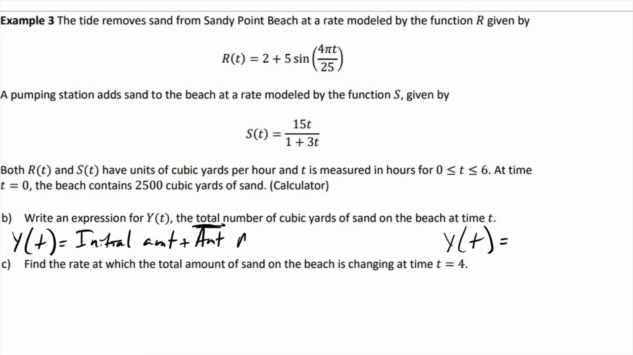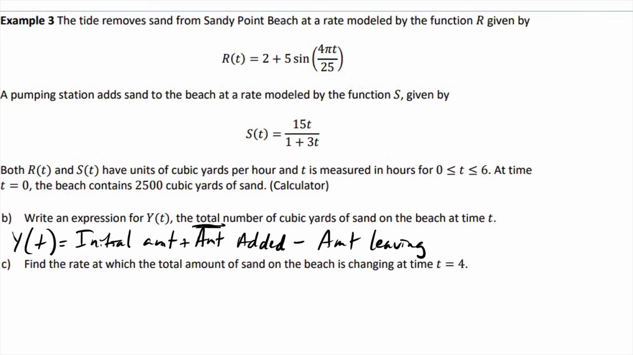Okay. The amount added. Okay. And then what am I leaving out? I got the initial amount that was already there, plus the pumping station. And then what am I missing? The stuff leaving, right? So what am I going to do? Am I going to add the stuff leaving? No, I'm going to subtract it, right? I'm going to subtract the amount leaving or removed. That's essentially what I need to do. I need to create that equation there.